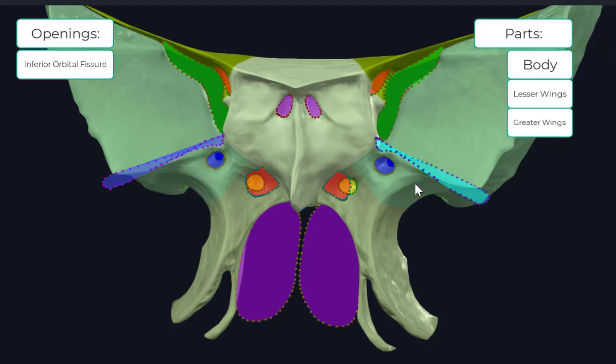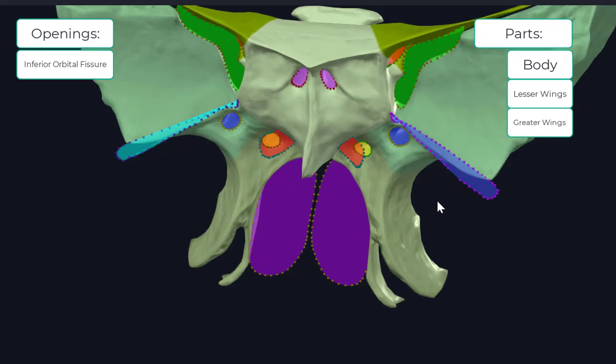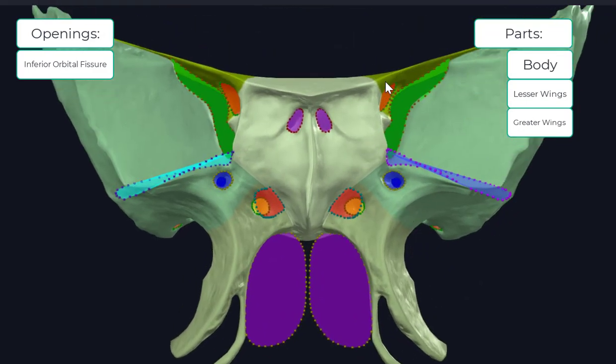We need here the maxilla. And I will show you later exactly when the maxilla sits here in front of the sphenoid bone, two bones create inferior orbital fissure. Now let's continue. Lesser wings, greater wings, and the body.